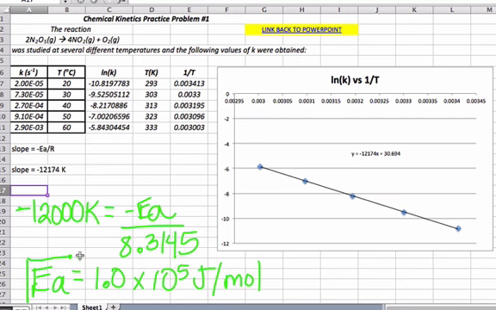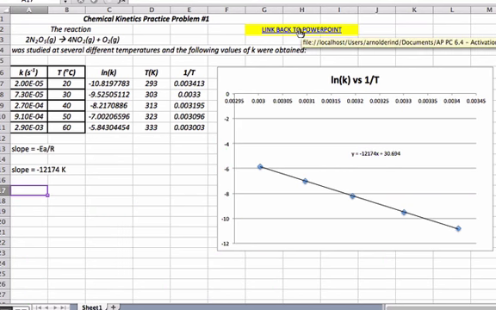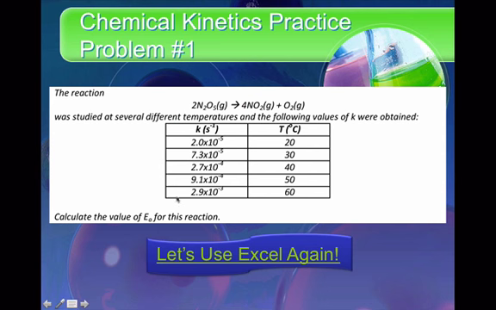So I found the activation energy by plotting the natural log of K versus 1 over the temperature in Kelvin. You get the trend line, you find the slope of that line, which we did right there. You plug that into slope equals negative EA over R, and you solve for the activation energy. So there's the activation energy for this question. Okay, so that was our practice problem number 1.